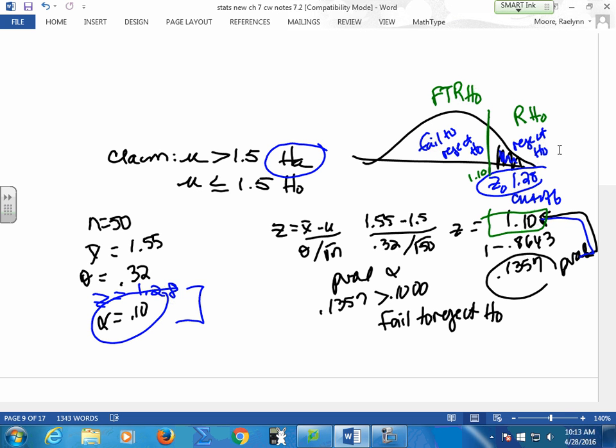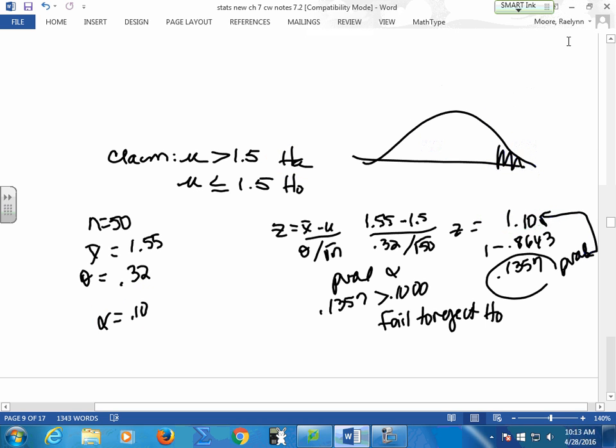You still have to do everything else the same. And you can still use your calculator to do your z-score, but you just have to find the z-score of that level of significance versus finding the area of that z-score. So whichever way you decide, I'll have you sometimes do it this way, and I'll have you sometimes do it the other way. Just so that you see there's more than one way to do it.